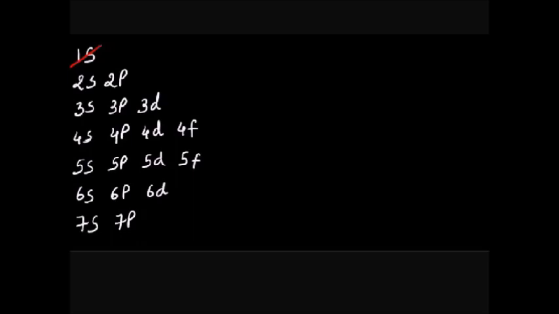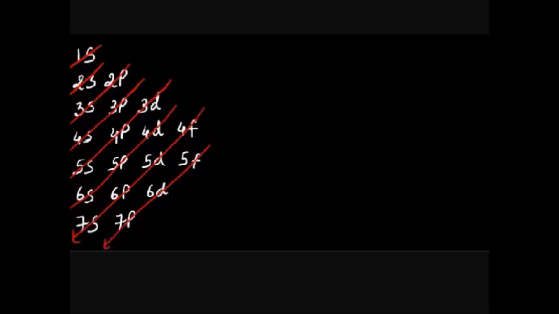The electron first enters 1s, then 2s, then 2p, then 3s, then 3p, then 4s, then 3d, then 4p, 5s, then 4d, 5p and 6s, 4f, 5d, 6p and 7s, 5f, 6d and 7p. Now let's see with one example.